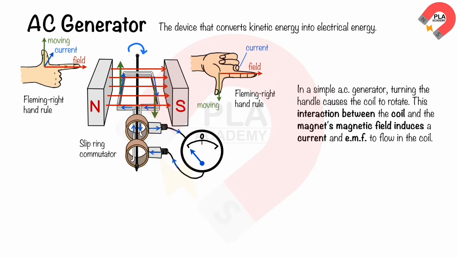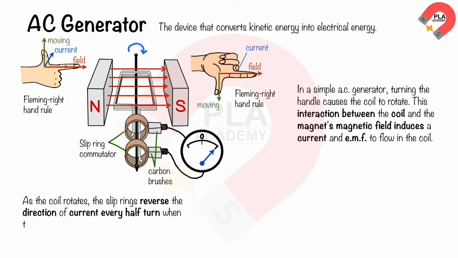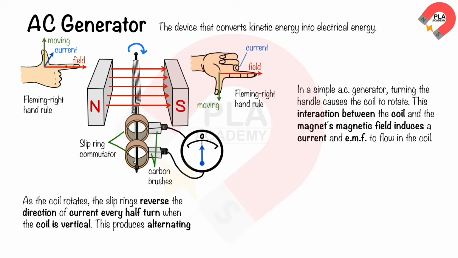This is the slip rings commutator, and this is the carbon brushes. The contact between the slip rings and carbon brushes are sliding contacts. As the coil rotates, the carbon brushes are at rest. The slip rings reverse the direction of current every half turn when the coil is vertical. This produces alternating EMF and alternating current, the defining characteristics of AC electricity.